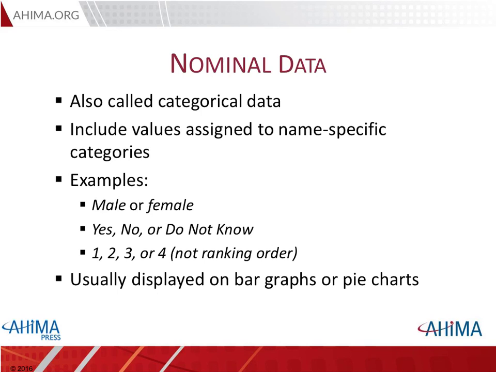Insurance status can be subdivided into groups of yes, no, or I don't know, or you may ask the patients to respond with a 1 if they have commercial insurance, a 2 if they have Medicare, a 3 if they have Medicaid, or 4 if they don't have insurance. The numbers are not ranking the types of insurance from best to worst. The numbers simply represent the name of the category that you place the data. Nominal data is typically displayed in a bar graph or a pie chart. We will talk later about the different types of charts and graphs.